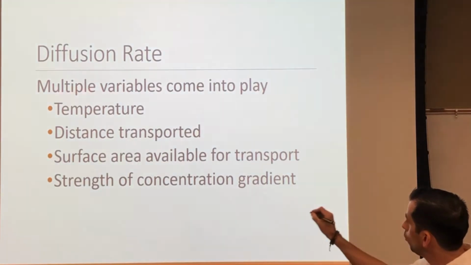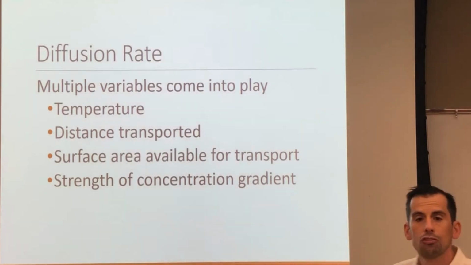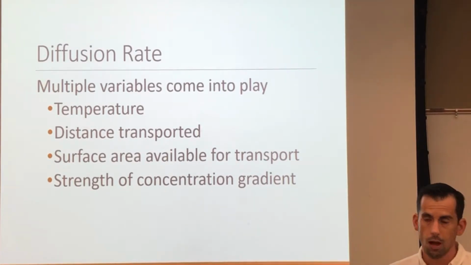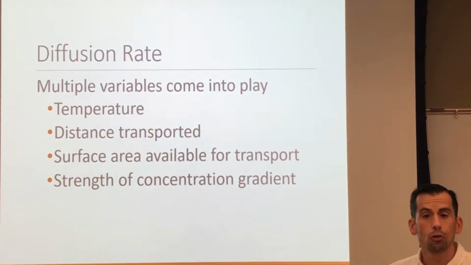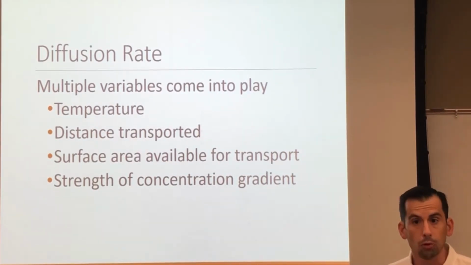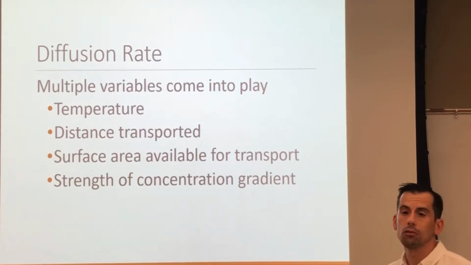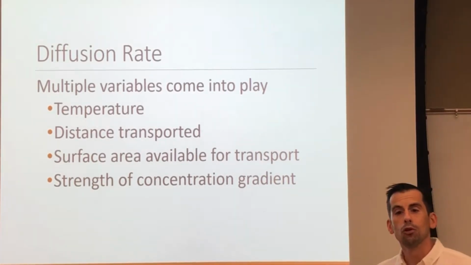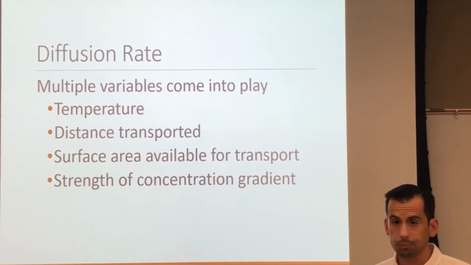Now, these two variables are not going to be considered for our discussion on cellular transport, because body temperature is going to be maintained by your homeostatic mechanisms at a reasonable level, 98.6 being considered the average. So that's not going to be variable enough to determine rate changes.